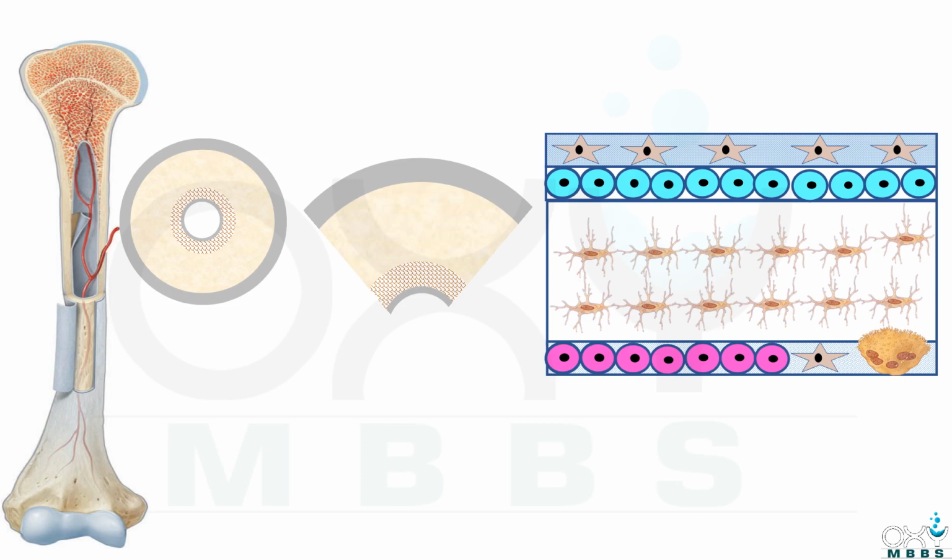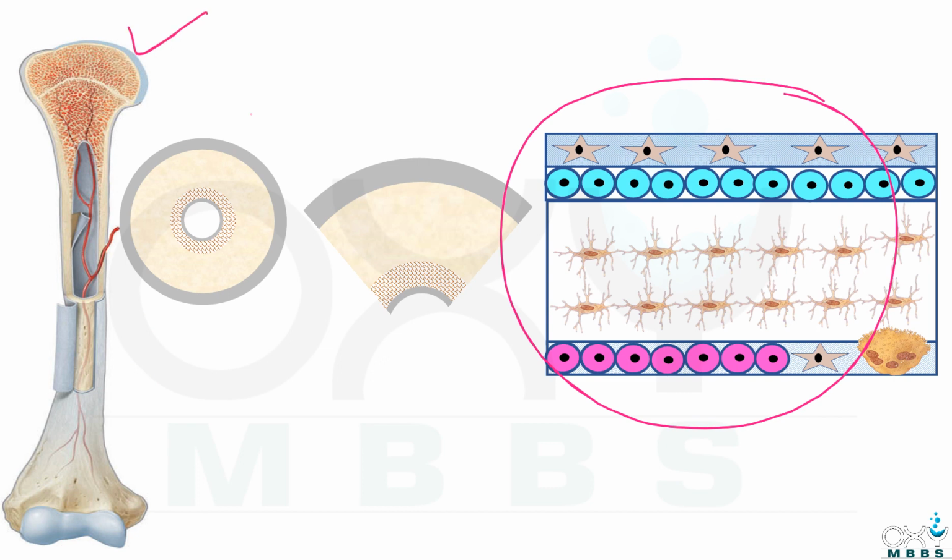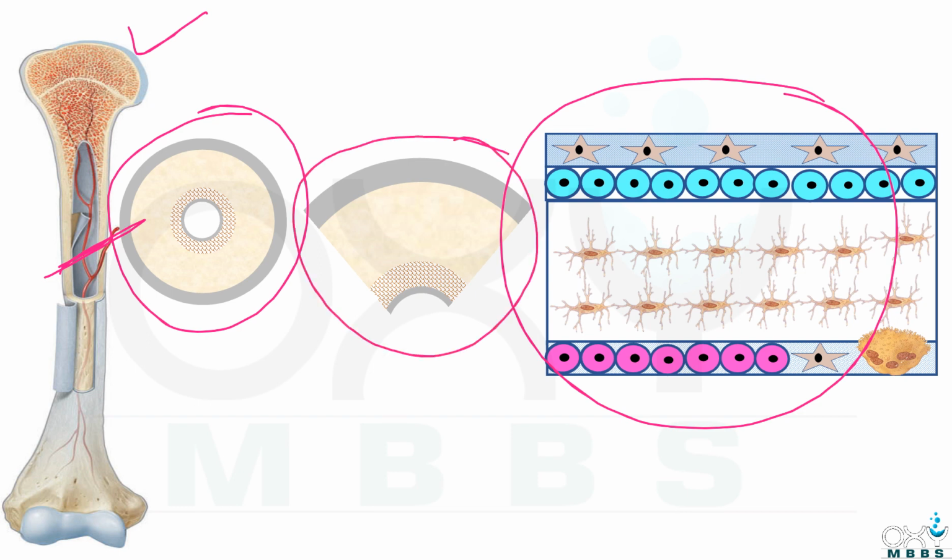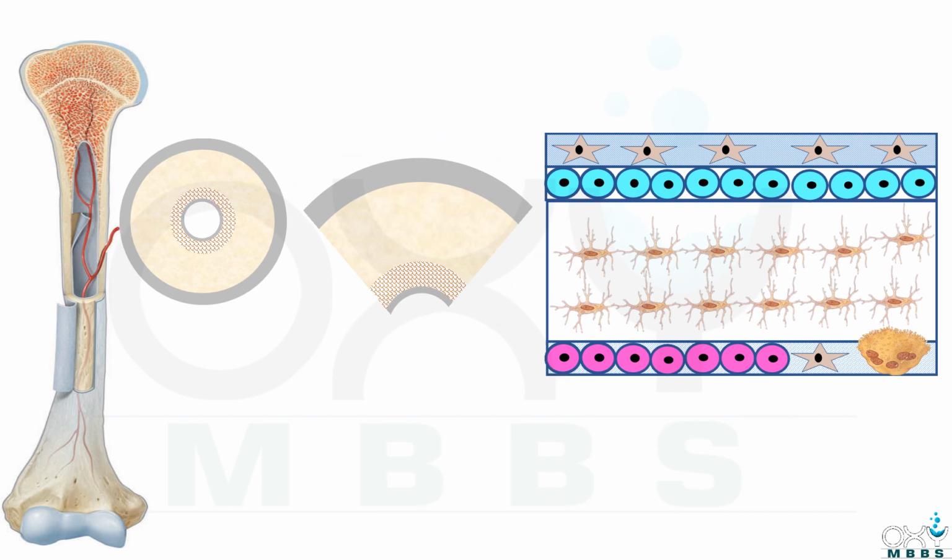Now friends, let's talk in more detail about the microscopic structure of the bone. So this is the bone and this one is the cross section of the bone taken like this. And this is a small piece of the bone taken like this. As you all know, this outer layer of the bone is called, which layer? This is the periosteum.